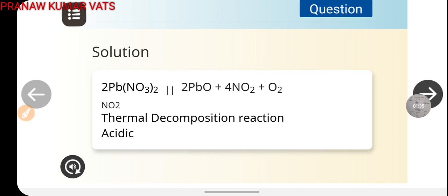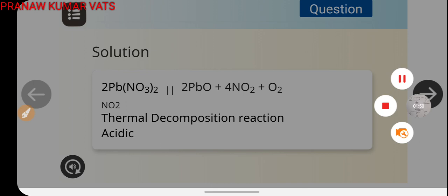The gas evolved is NO2, and when NO2 gas dissolves in water, it will have acidic nature. So the answer is: the gas evolved is NO2 and the nature will be acidic.